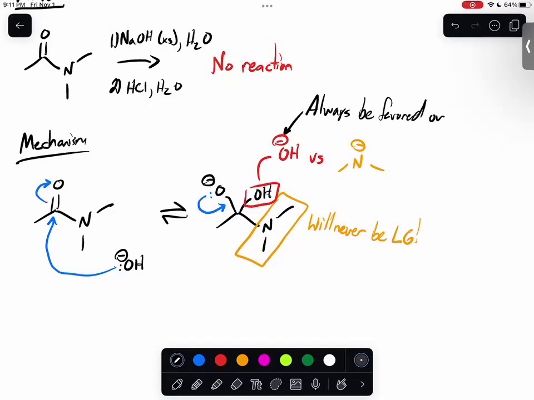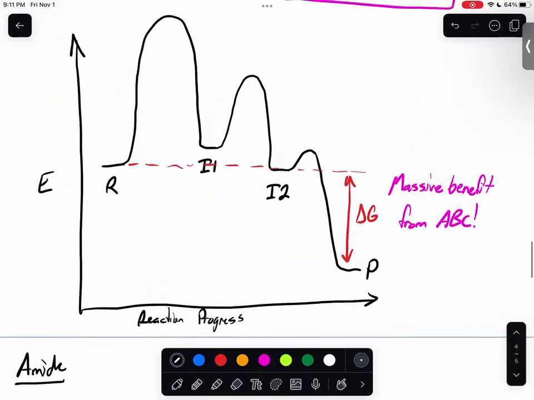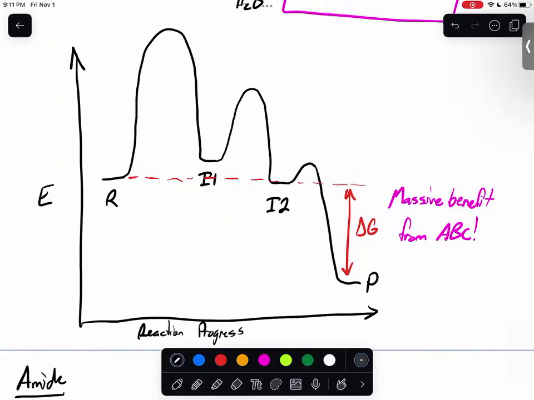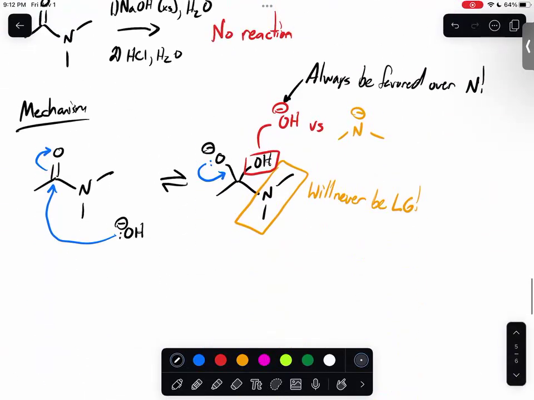over the nitrogen, right? So essentially what we're seeing is if we were looking at our energy graph, the transition state energy to get from I1 to I2 would be drastically higher, and I2 would also be drastically higher in energy because essentially we would be trying to kick out something that's more unstable than what we started with. So even though we would end up with that massive benefit from acid-base chemistry if it were able to happen, we're never going to be able to get over that energy hump. So amides you cannot kick out in this way.